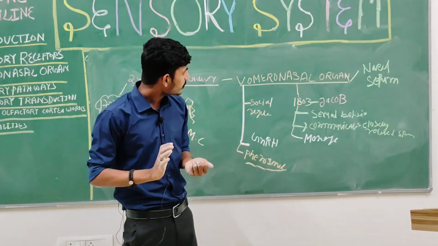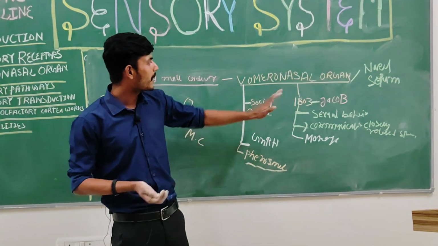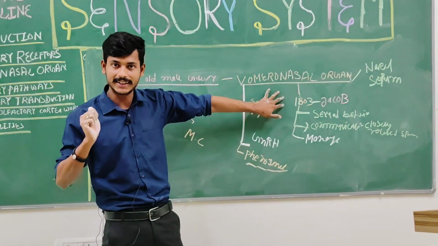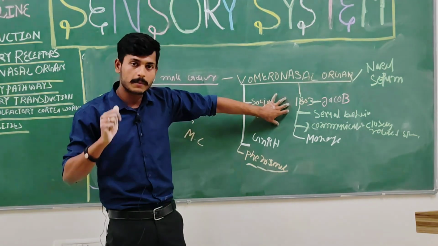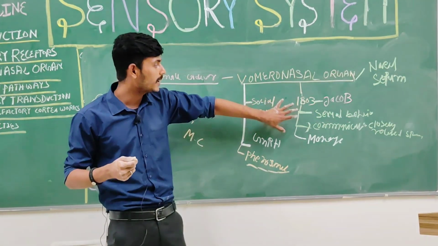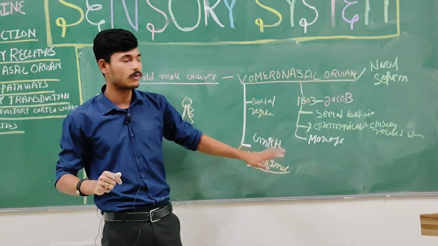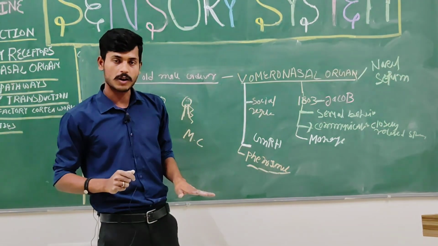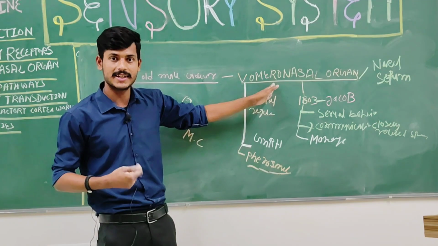Understanding? Then we saw the vomeronasal organ in detail, and we come to the point of making the conclusion. The research also shows that there is no clear-cut idea till now about the vomeronasal organ. It's an extensive research area.